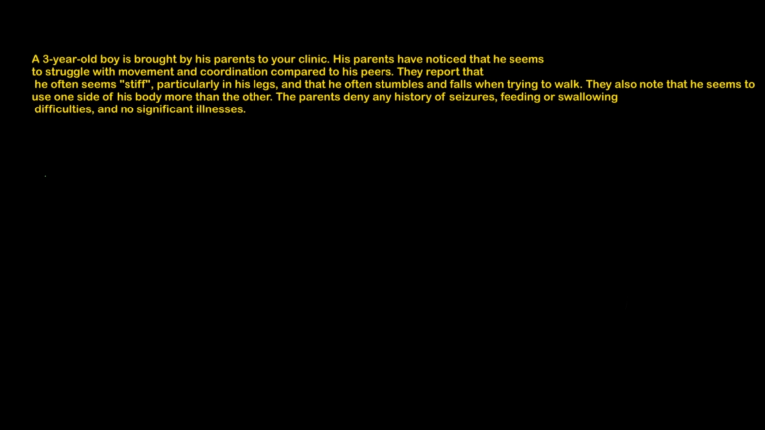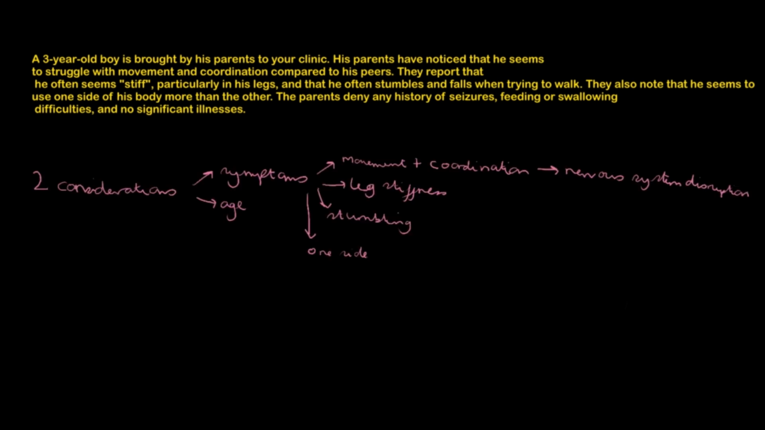So we have a clinical scenario here. A 3-year-old boy is brought by his parents to his clinic. His parents have noticed that he seems to struggle with movement and coordination compared to his peers. He often seems stiff, particularly in his legs, and often stumbles and falls when attempting to walk. They also note that he preferentially uses one side of his body more than the other. There is no history of seizures, feeding, or swallowing difficulties, and no significant illnesses.